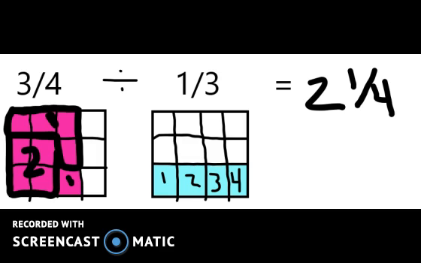I hope this video not only made it easier for you to divide fractions, but also let you see what it means to actually divide two fractions together and why your quotient is a larger number than the dividend.